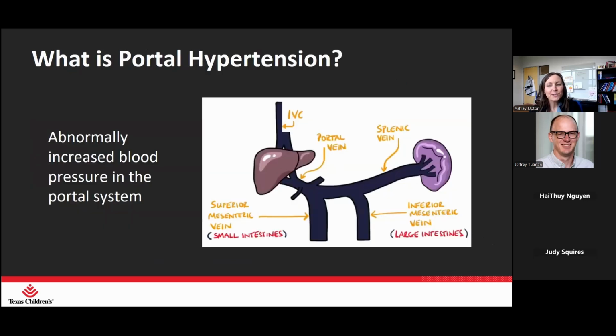So the first thing we should probably know is, what is portal hypertension? Portal hypertension is abnormally increased blood pressure within the portal system. This happens when blood flow from the portal system, so from the SMV, the IMV, the superior mesenteric vein, the inferior mesenteric vein, the splenic vein, and the portal vein, meets resistance and has trouble flowing into the liver.